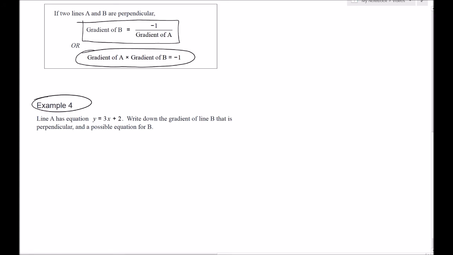Very interesting question. Line A has an equation of y equals 3x plus 2. Write down the gradient of line B that is perpendicular and also has to be a possible equation for that line. You now know that B has to be perpendicular to A. So what do you know? M of B is going to be minus 1 over the gradient of A. What is my gradient of A? That's 3. So I'm going to get minus 1 over 3. So the gradient is going to be minus 1 over 3.